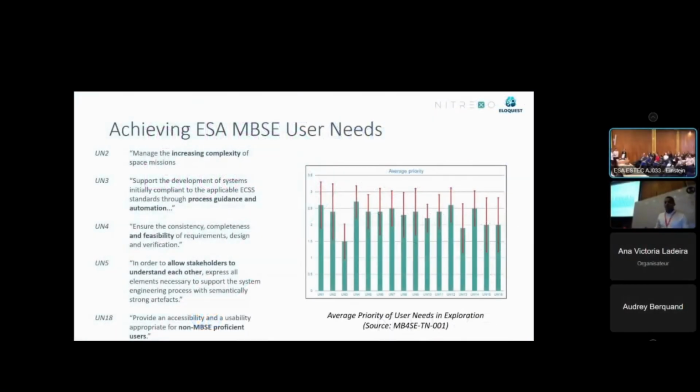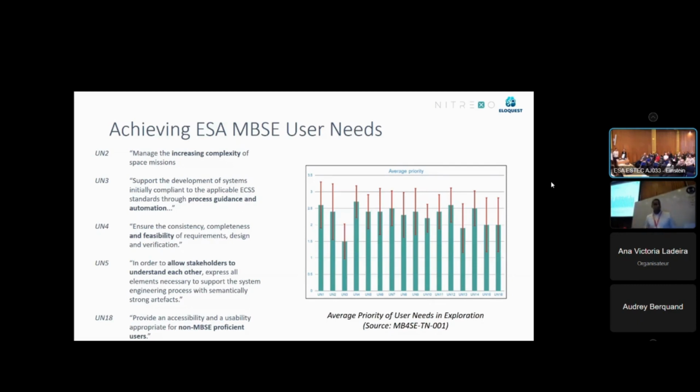So the transition from a document-centric system engineering to model-based system engineering is ongoing. And actually, ESA have been promoting model-based system engineering for many years now. So more recent activities such as MB4SE seek to increase the adoption of model-based system engineering within the space community.